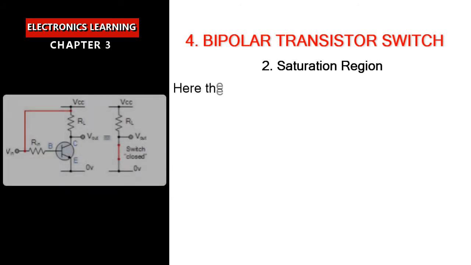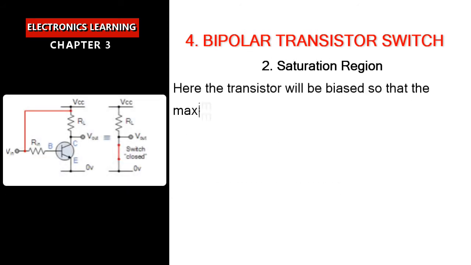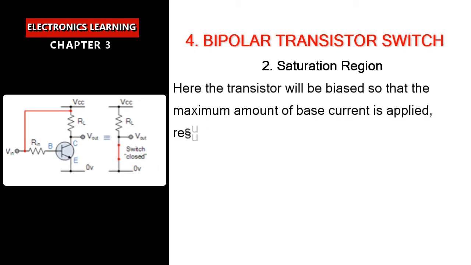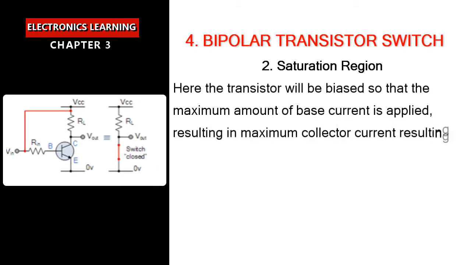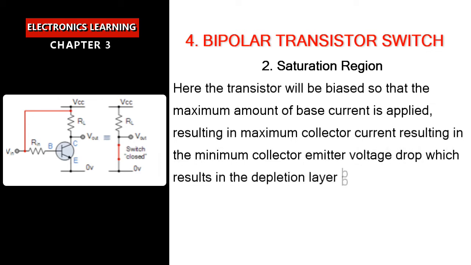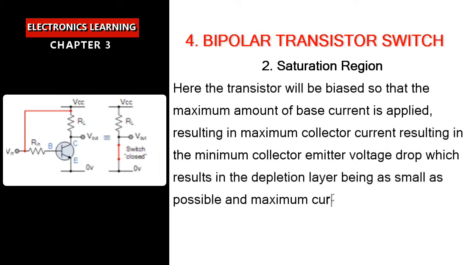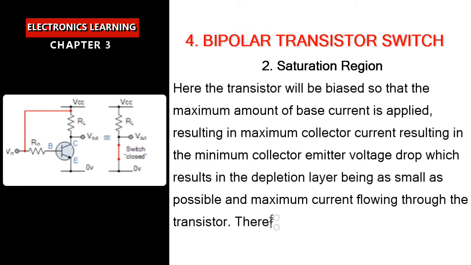2. Saturation region. Here the transistor will be biased so that the maximum amount of base current is applied, resulting in maximum collector current, resulting in the minimum collector emitter voltage drop, which results in the depletion layer being as small as possible, and maximum current flowing through the transistor. Therefore the transistor is switched fully on.